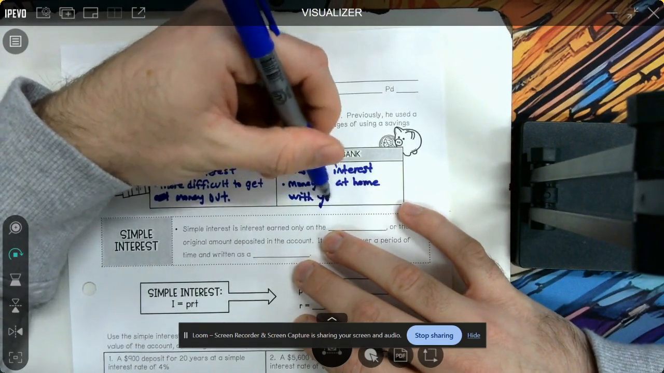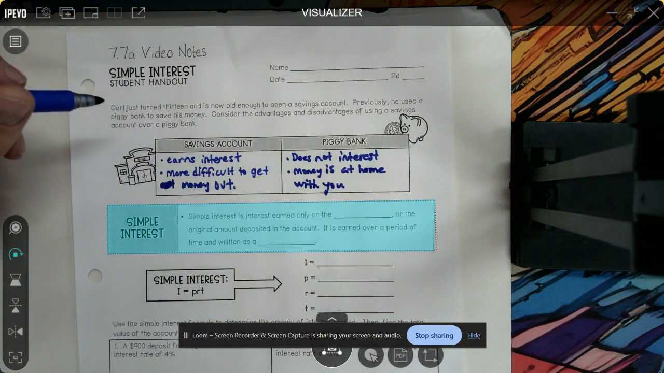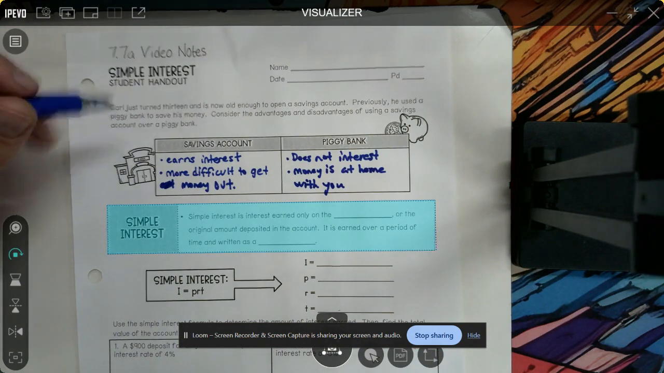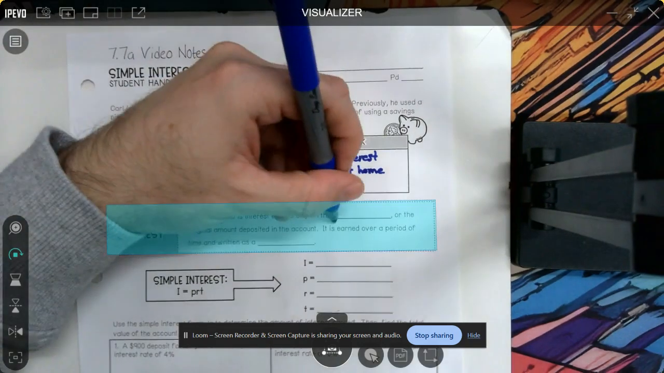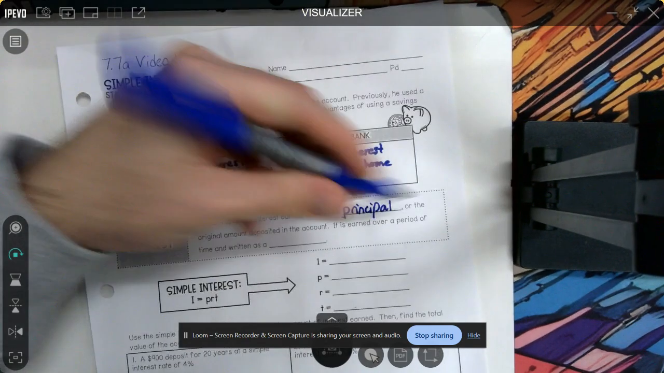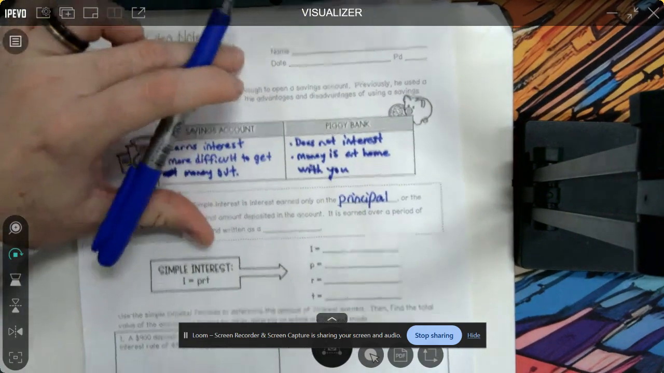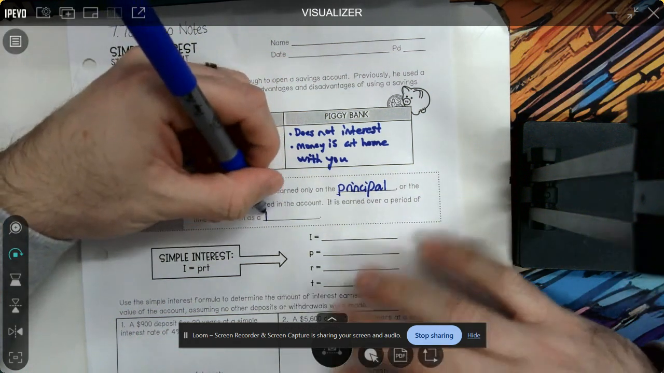So we're going to talk about how we can calculate simple interest now, and then how it might, in the future when you're old enough to open your own account, you might see the benefits and actually open your own savings account up. So simple interest. Simple interest is interest earned only on the principal. We'll talk about what that means here in a second. Or the original amount deposited into the account. It is earned over a period of time and is written as a percent.